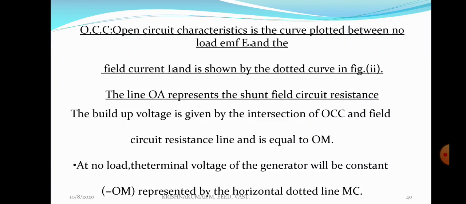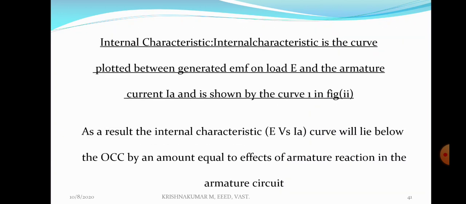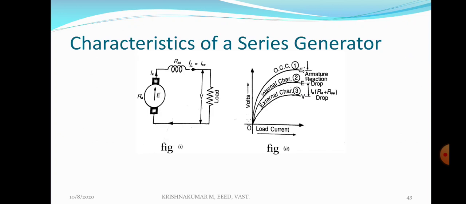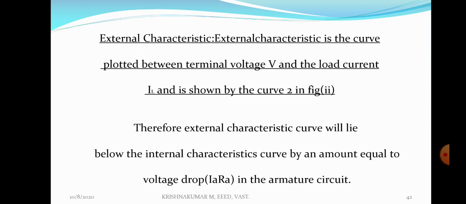All these things are explained in the last slide. The external characteristic is the curve plotted between terminal voltage V and load current IL, shown by curve 2 in figure 2. Therefore, the external characteristic curve lies below the internal characteristic curve by an amount equal to the voltage drop IaRa in the armature circuit. I think this topic is clear.